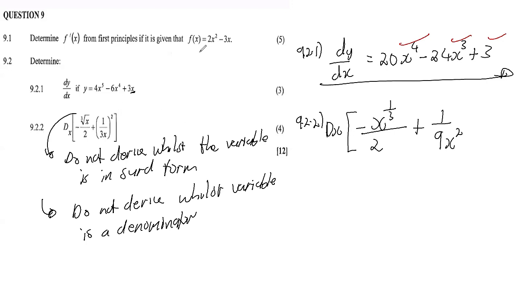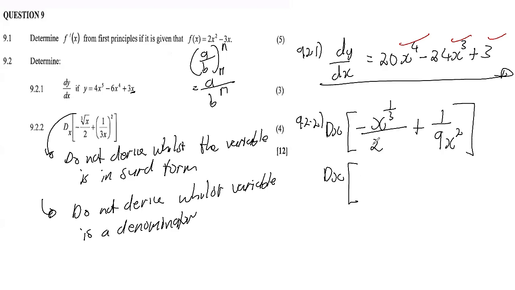Remember the square here, according to the law of exponents, if we have an exponent like this, this is similar to a to the exponent of n and b to the exponent of n. So this exponent here applies to the numerator and also to the denominator. So hence you see there is a 9 here and 9x squared. But then again, we haven't fulfilled the second rule here. Do not derive whilst the variable is a denominator. So we still need to keep our dx.